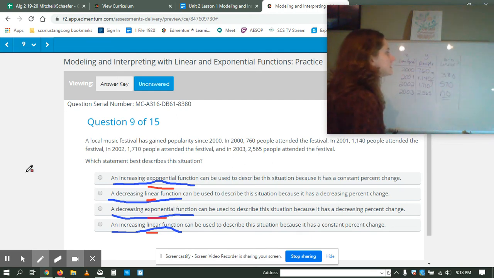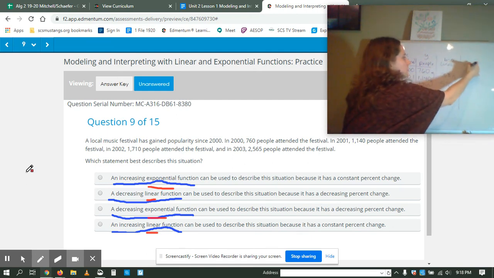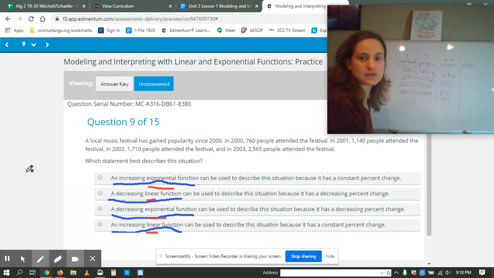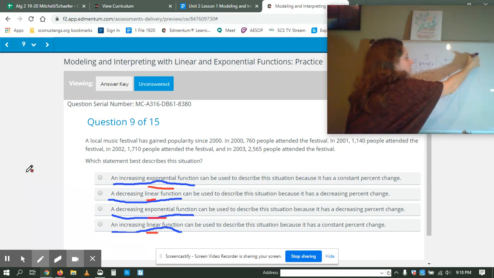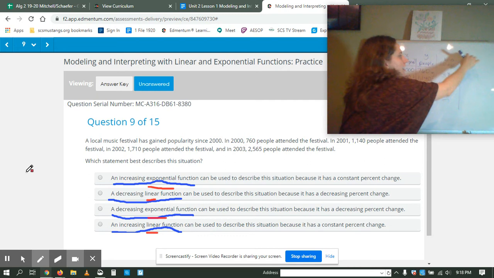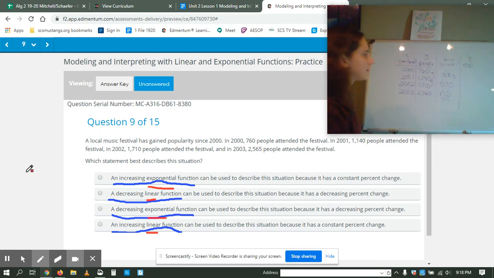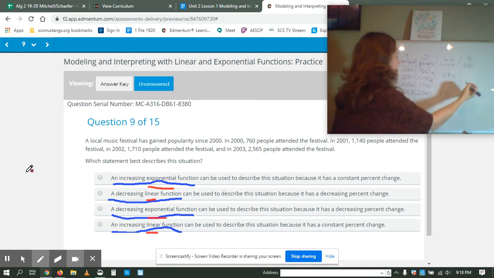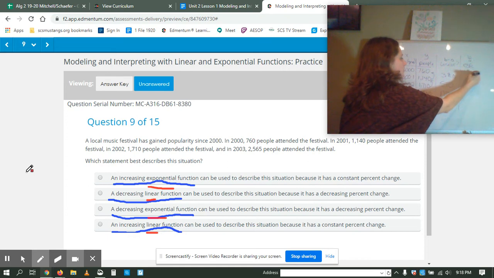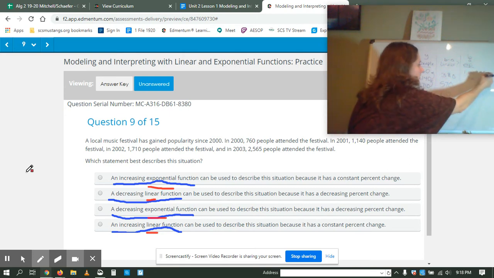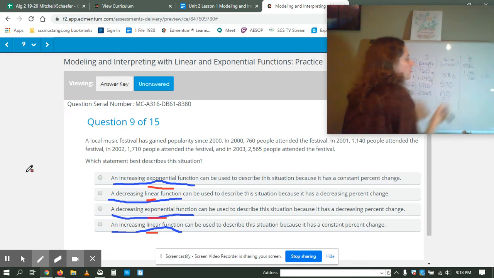So that means it's got to be exponential. But to just go ahead and show you the math so you can see what that looks like, this is going to be b divided by a, or that second term divided by the first term. So I'm going to take 1,140 and divide it by 760. And if I put that in my calculator, I get 1.5.